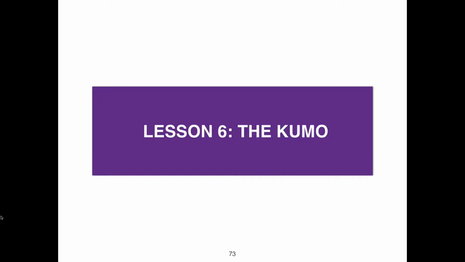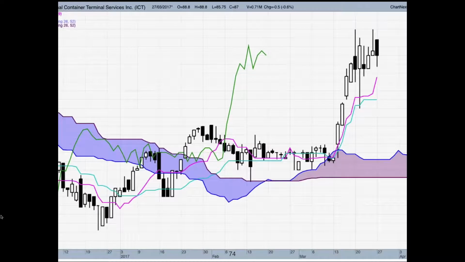Lesson 6. The Kumo is the shaded space between the two spans. The location of the Senkou span A and B in the Kumo determines the market bias. The thickness of the Kumo defines the strength of the Kumo as support or resistance. When the Senkou span A and B cross, you get what is called a Kumo twist. A Kumo twist signals a change in sentiment.